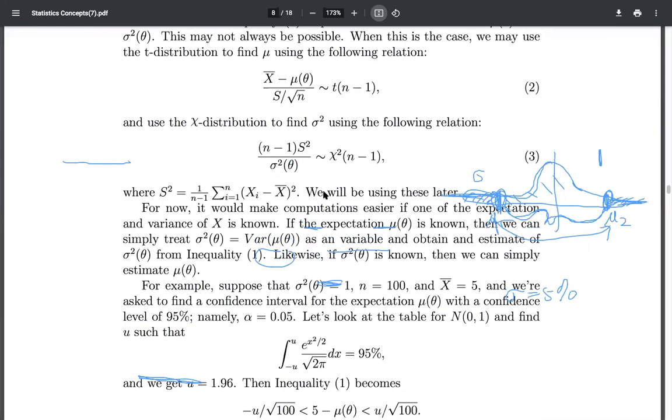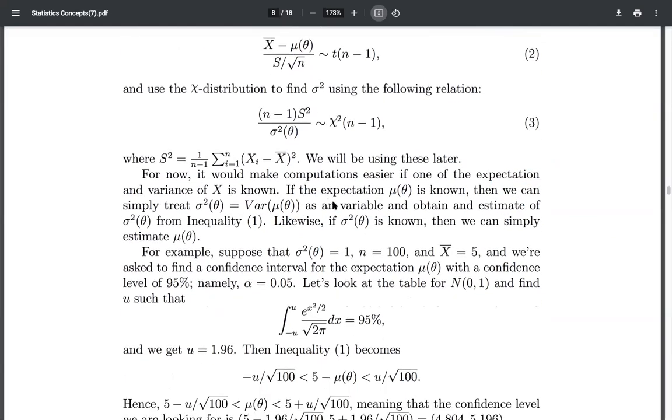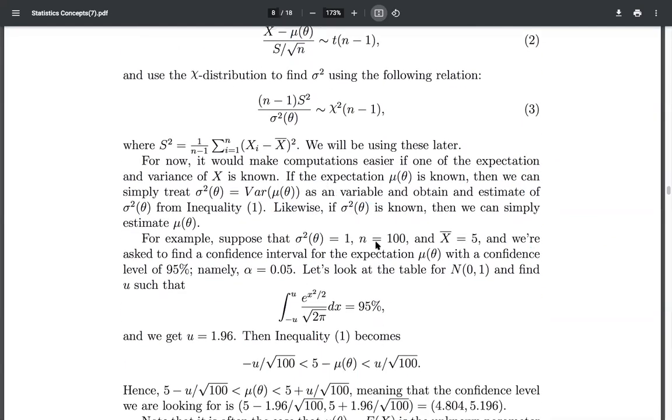So maybe remove this. Let's say we have 100 samples. That's big enough for using standard normal distributions. And suppose that the variance on theta is 1, and the average sample is 5. And then I want to know how good this 5 is to the true estimate. So I want it to have a confidence level of 95%.